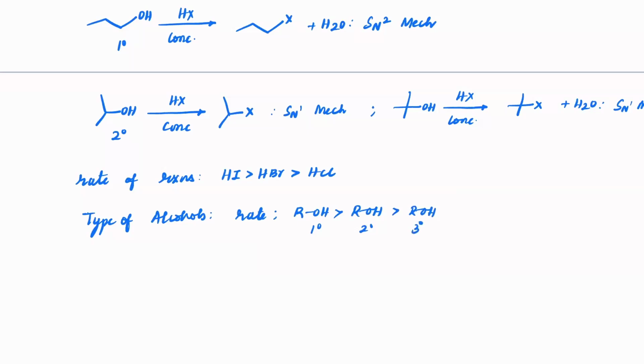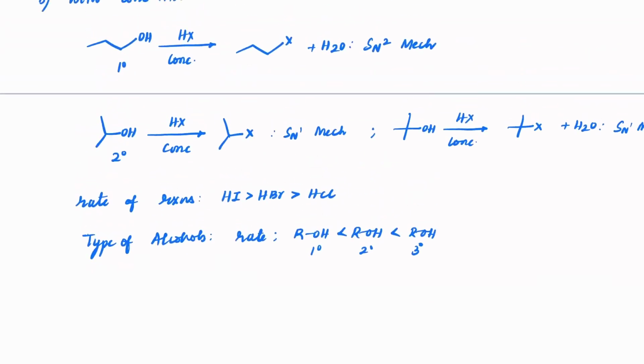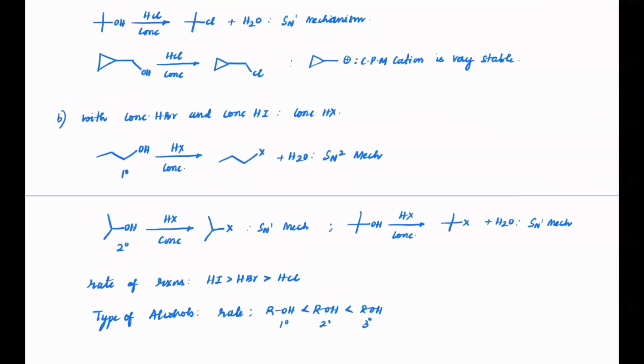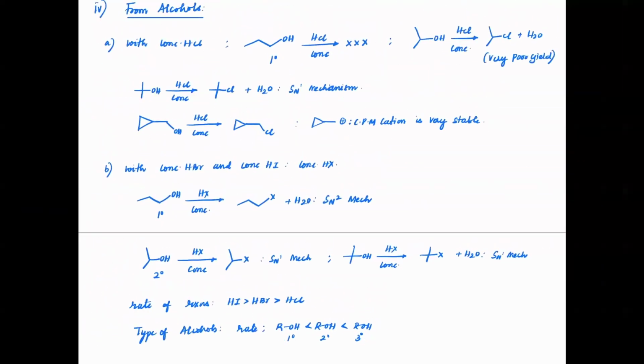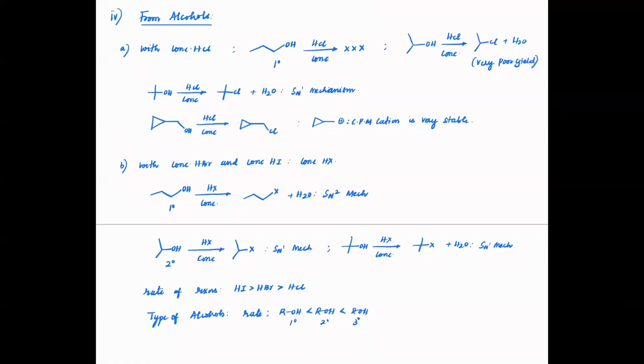Sorry, I wrote it reversed. 3 degree alcohol should be more than 2 degree and 1 degree. Because here we often notice the stability of carbocation. So the more stable the carbocation, the faster the reaction will happen. Okay. So please have a note. Please check what happens with alcohols when you react with HX.